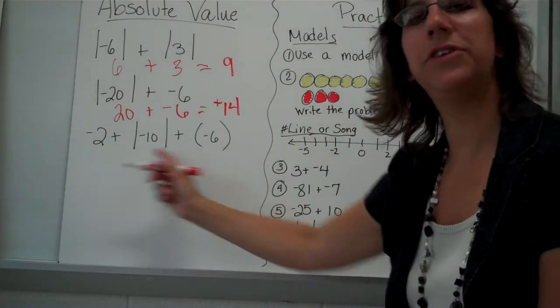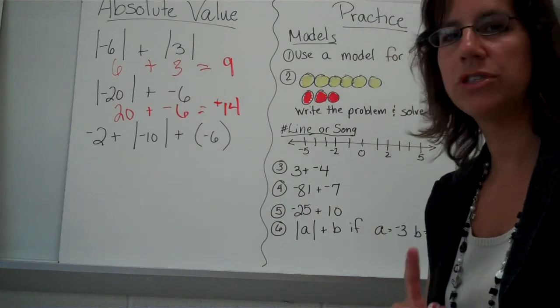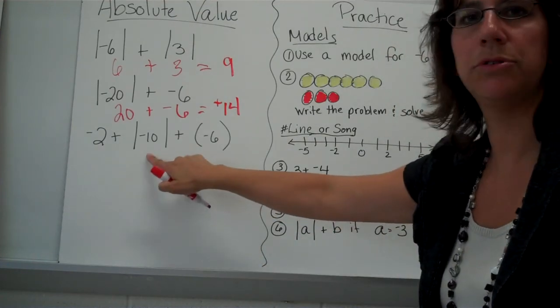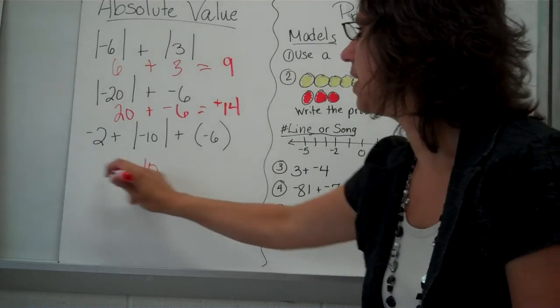All right, this one's a little bit different. Did you get stuck on this one? The first thing you have to do is the absolute value. Absolute value of negative 10 is 10.